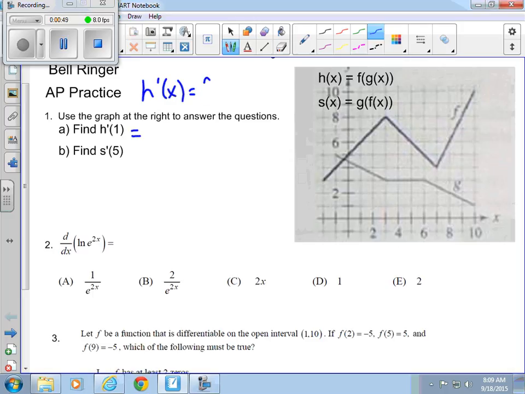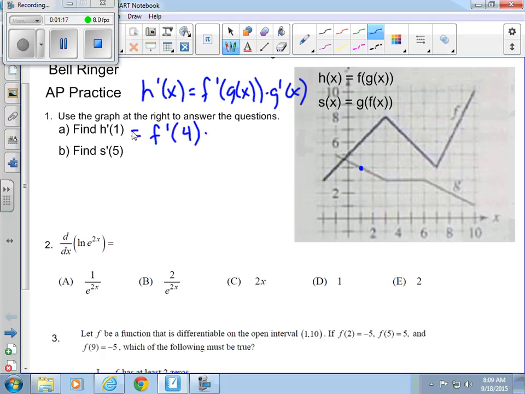What is the chain rule? f prime of g of x times g prime of x, and I'm going to plug in 1. So the first thing I need to find is g of 1 and g prime of 1. It's hard to tell, but this graph here is labeled g. So if I go to g of 1, I get 4. So this is the same as f prime of 4.